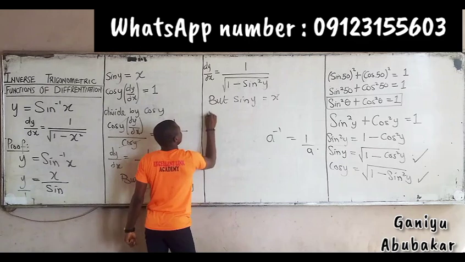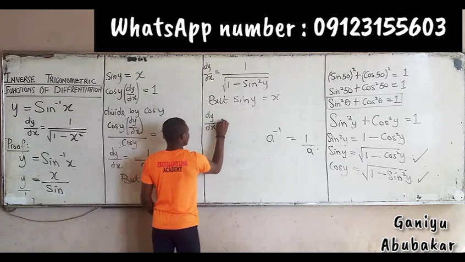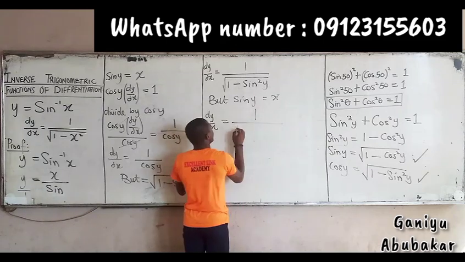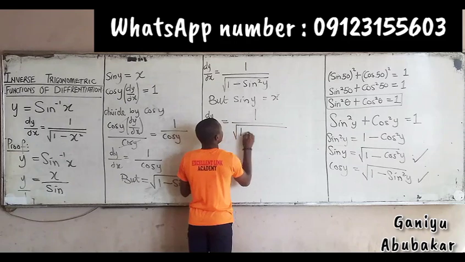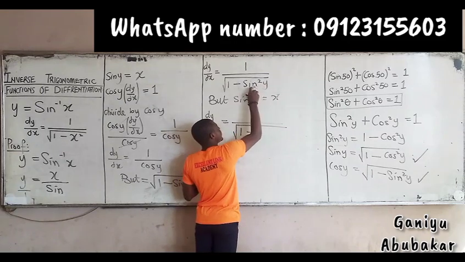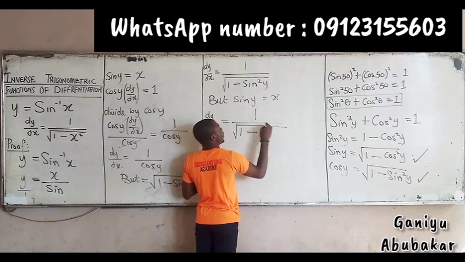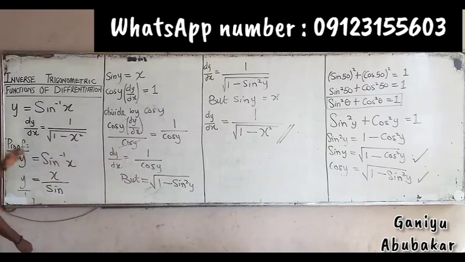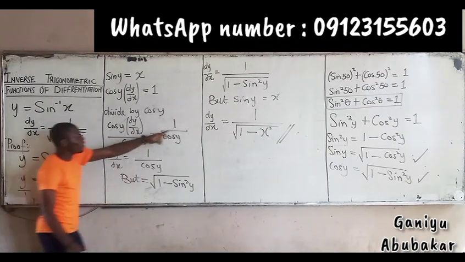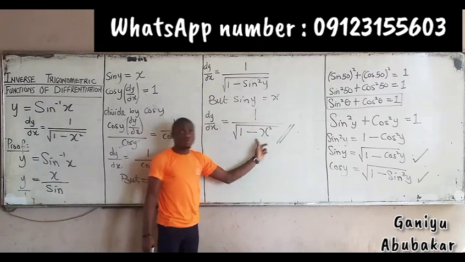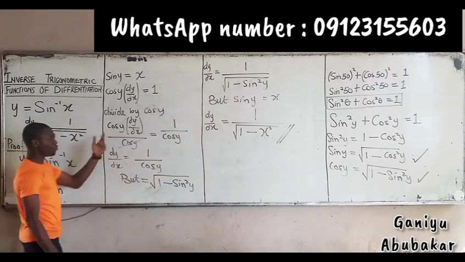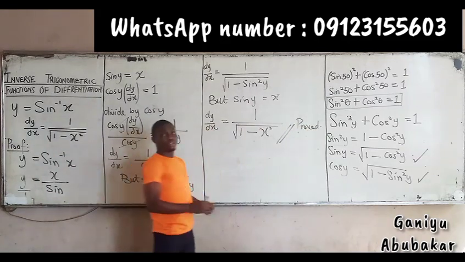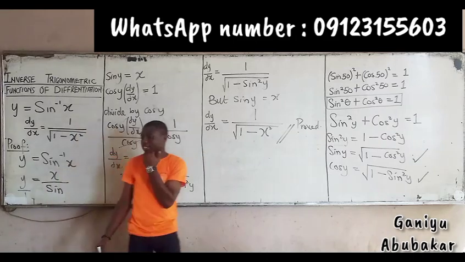I'll have that dy over dx is equal to 1 all over root 1 minus sine squared Y. Sine Y is X, so what of this square? I have my square. This is like the fact that if I have y equals sine inverse of x, dy over dx is what? 1 over root 1 minus x squared. So proved. Alright, let's discuss the second part.